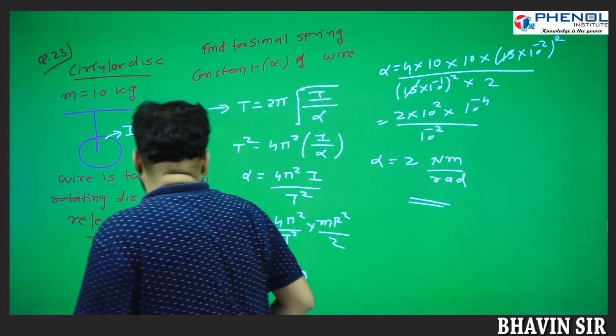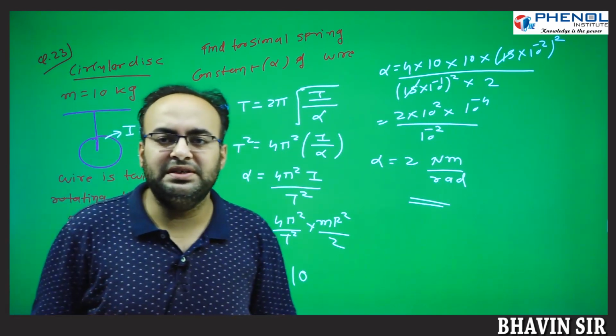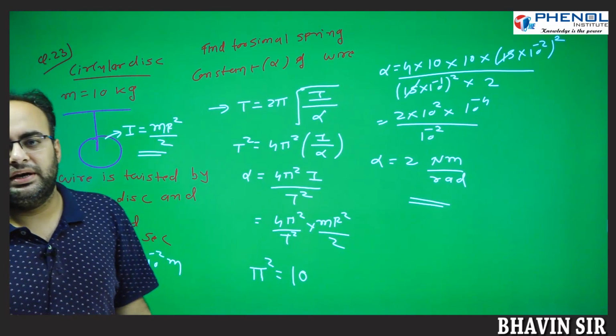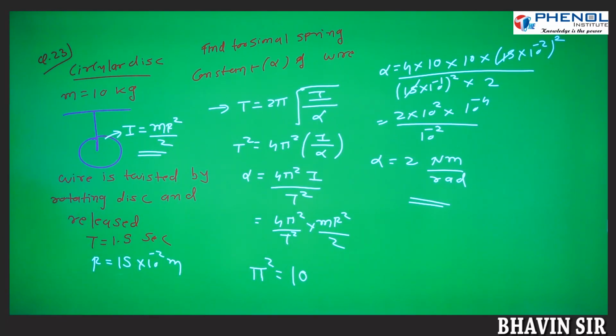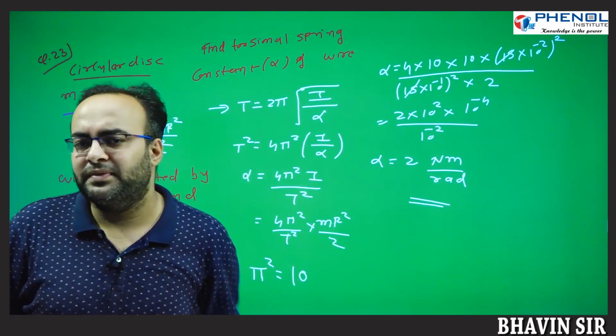Okay, for easy calculation always take pi square equal to 10. So for easy calculation, what do we always take pi square equal to? 10. Right, always take pi square equal to 10. Chalo, so the question is easy. So remember the formula for angular SHM.